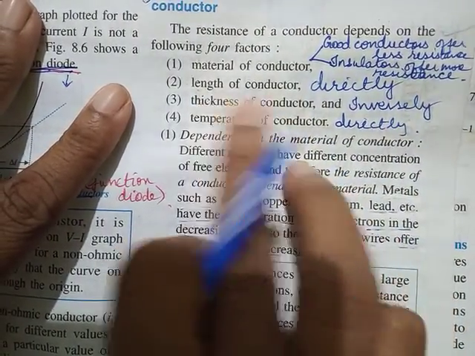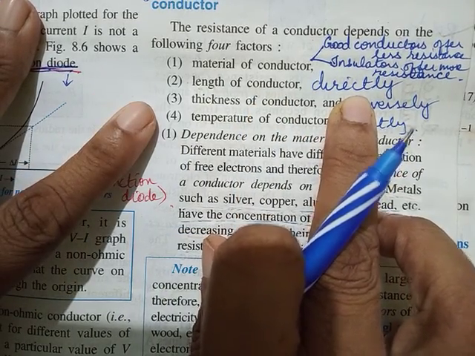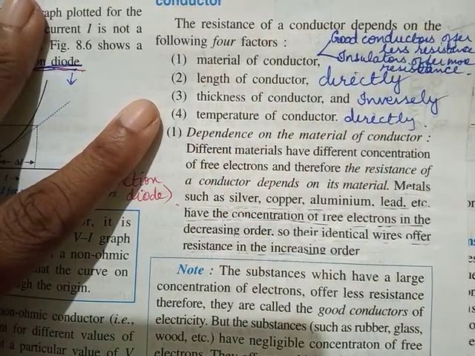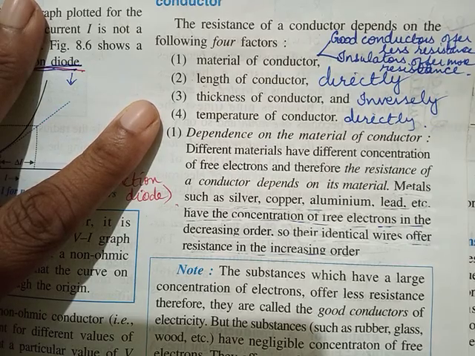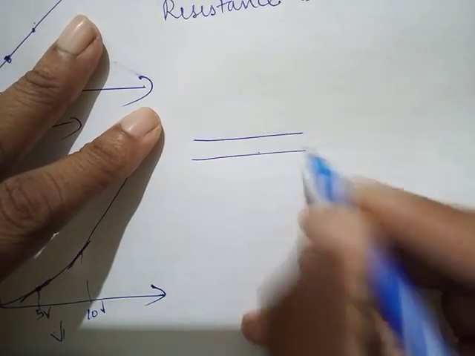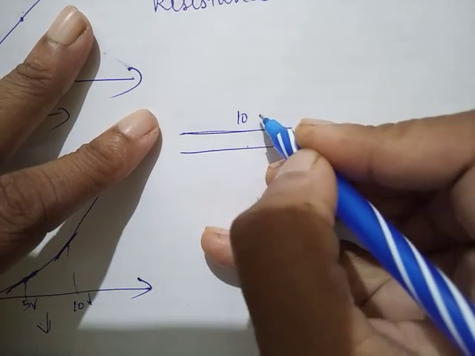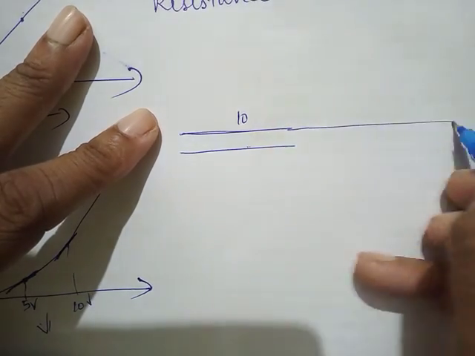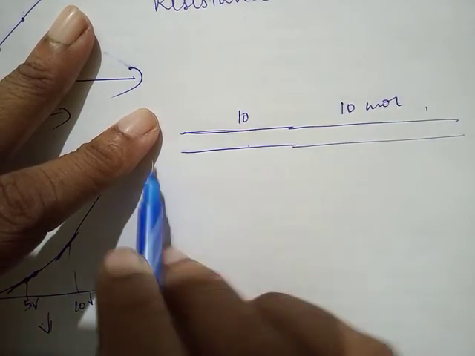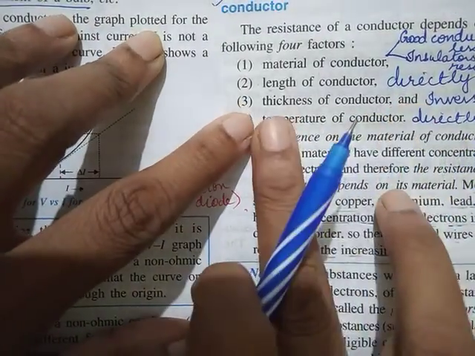Now, length of conductor. If you remember, length of conductor directly affects the resistance. Basically the reason is, as the length increases, the opposition also increases. Maybe when the length was this much, there were just 10 positive ions to oppose. Now if you increase the length, then there might be 10 more to oppose it. So definitely with increase in length, the resistance increases. So we can write directly proportional.